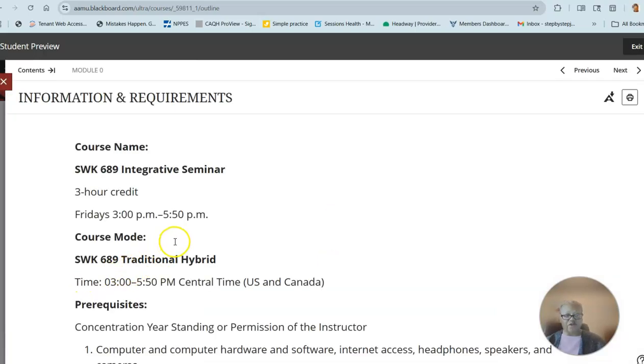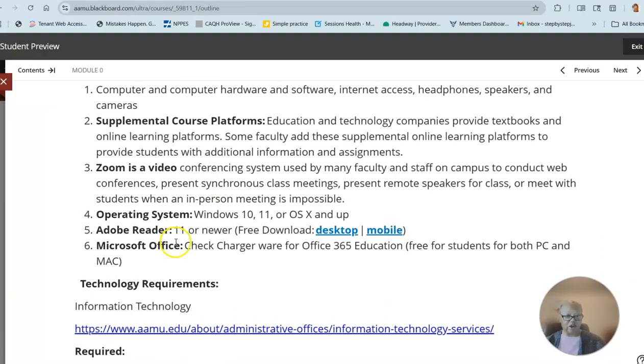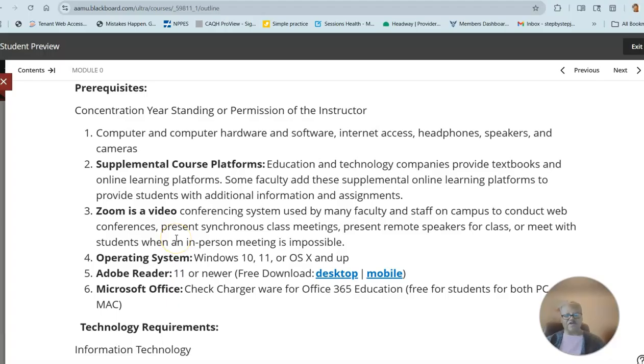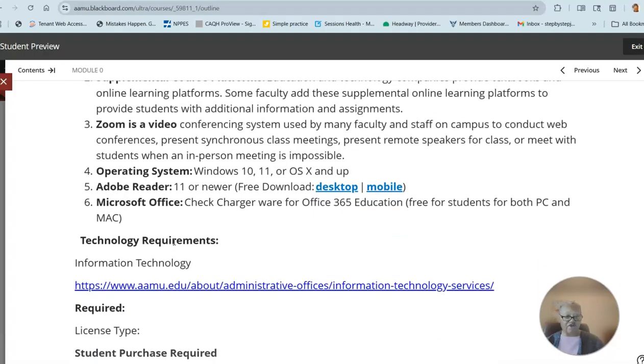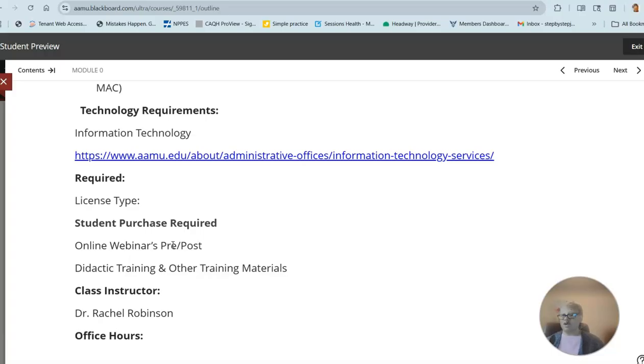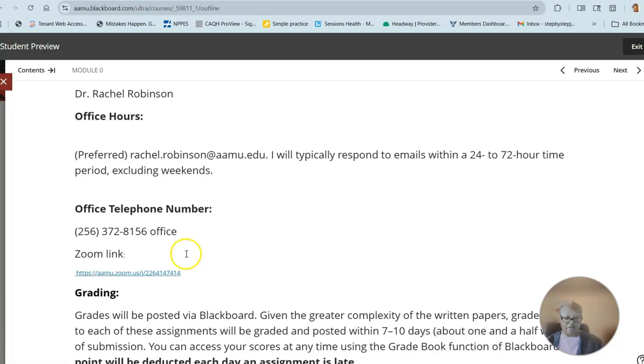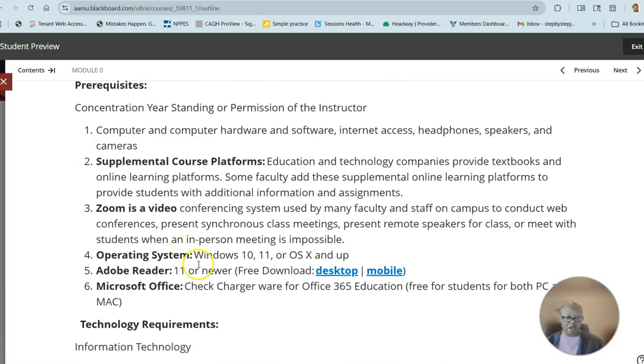In terms of information and requirements, here's where you learn about what you need, what type of a computer you need, what are the prerequisites in terms of what's your standing in the program. For this course, you'll need access to a computer that allows you to do Zoom. So that's going to be important. Information technology criteria are also given here.